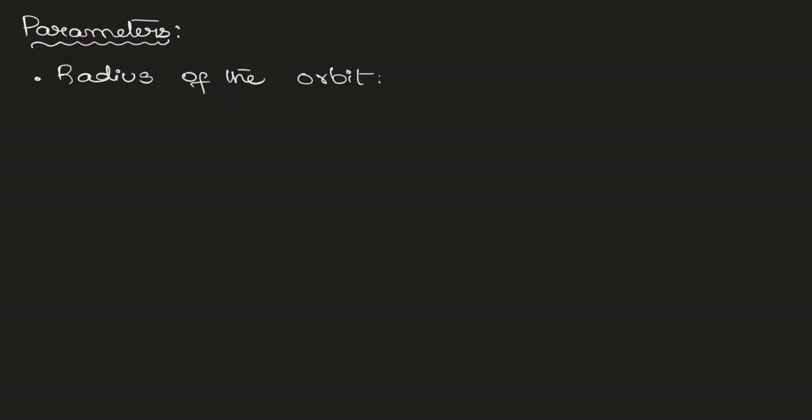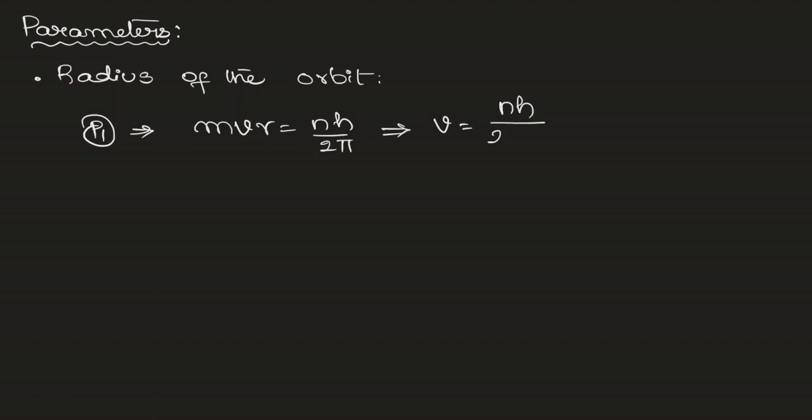For this, from our postulate 1, as we have mvr equal to nh by 2 pi, we will rearrange this equation for v. v is nh by 2 pi mr. We will substitute this in postulate 2. Our postulate 2 is mv square by r is equal to k z e square by r square.